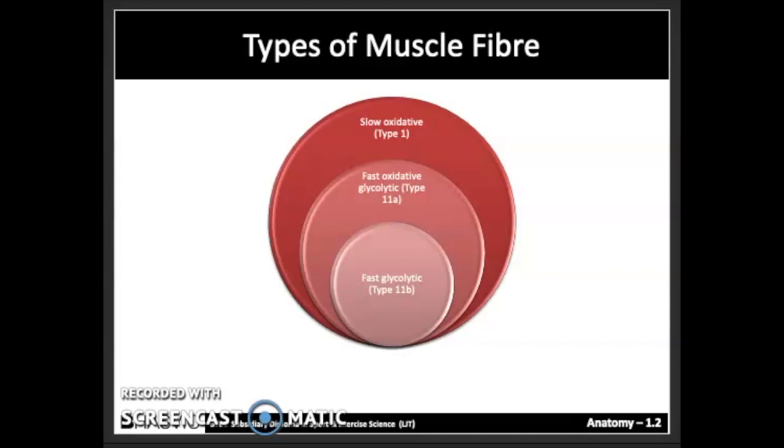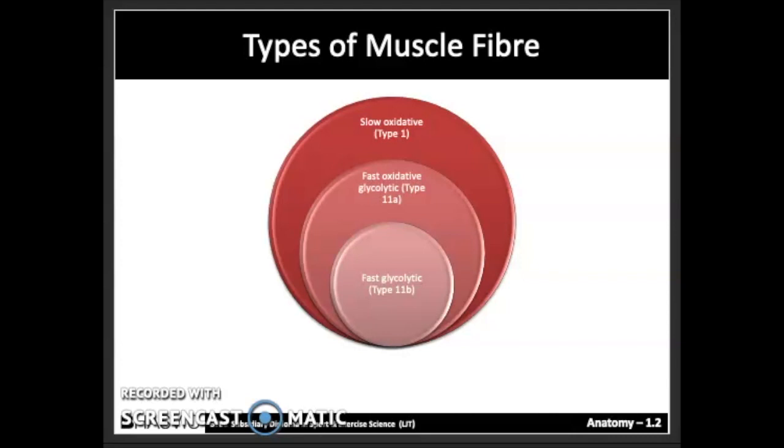The motor unit size is variable between the three. In type 1 muscle fibers, the motor unit size is greater because it is more fatigue resistant compared to the others. The motor unit size decreases for fast oxidative glycolytic and is smallest for fast glycolytic.